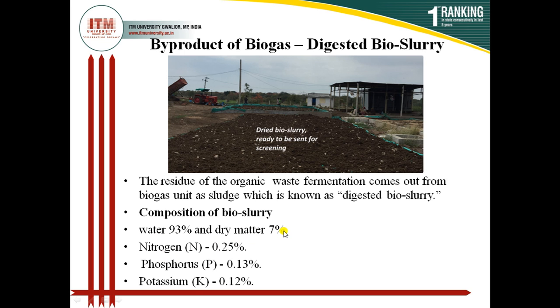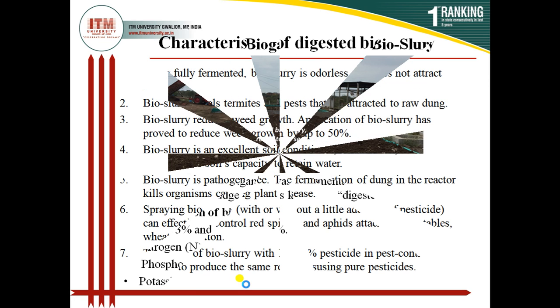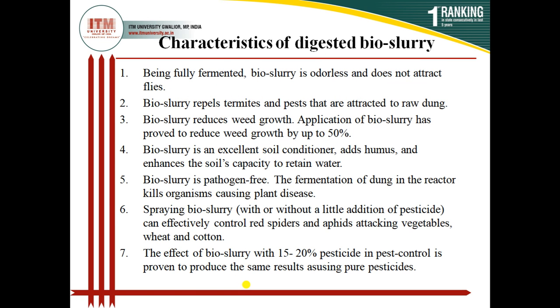So the composition of this bioslurry is 93% water and 7% dry matter. When you separate it, the dry matter, your organic manure prepared from the slurry, has 0.25% nitrogen, 0.13% phosphorus, and 0.12% potassium. So this is a very good organic manure. So this is the characteristic of bioslurry.